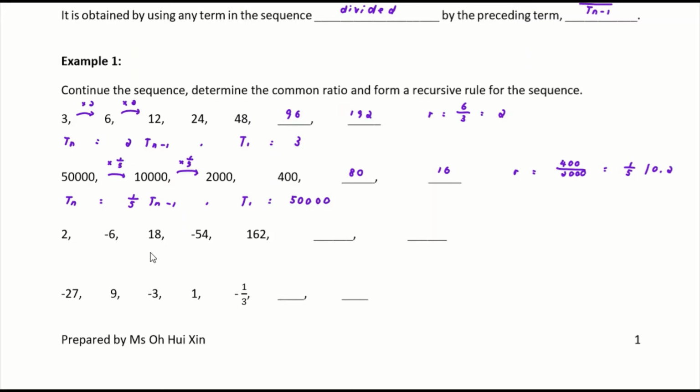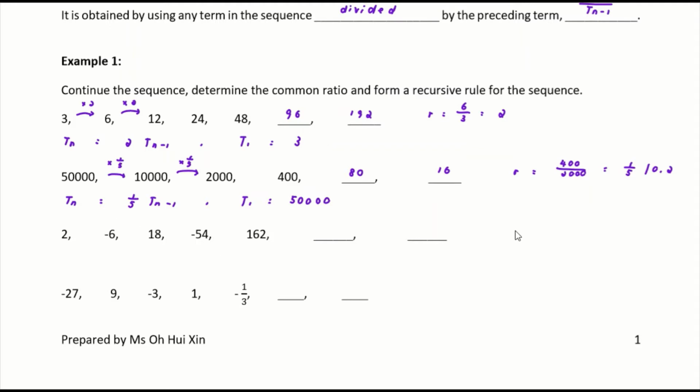Okay, so now let's move on to the next one. This is a bit special. You can see that there's an alternating sign of your numbers here. Positive, negative, positive, negative, positive. By looking at this sequence, you should be able to tell that your ratio is actually a negative number. When you multiply by a negative number, you get negative. When you multiply by a negative number again, then you get positive. After you get positive, you multiply by negative, then you get negative again. So this is why the sign is alternating.